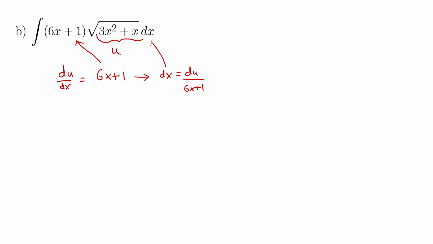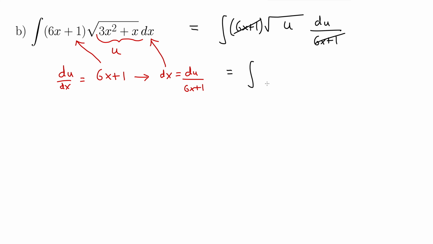And substitute in for dx. Substitute the u in for u. And see what happens. All right, this gives us the integral of the quantity 6x plus 1 times square root of, well, u, and then we decided dx was actually du over 6x plus 1. Those cancel, how nice. And we're left with the integral of rad u du, which is actually the integral of u to the 1/2 du. Sometimes it's easier to integrate that.